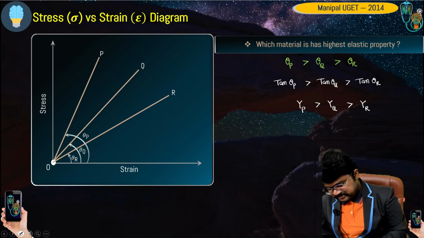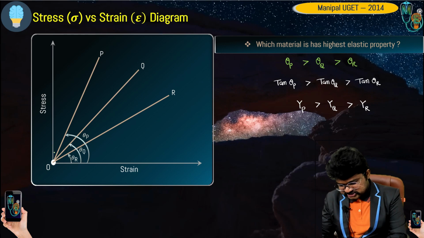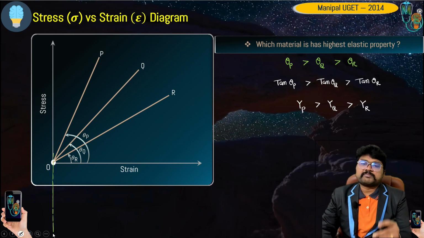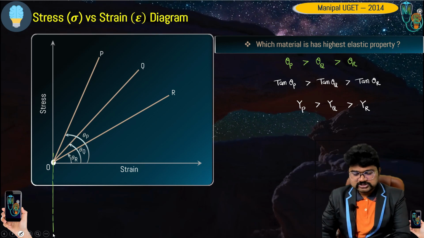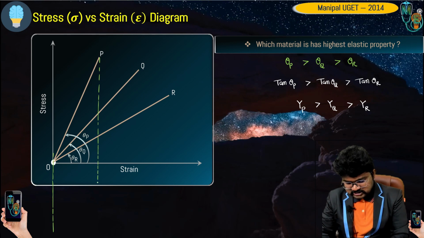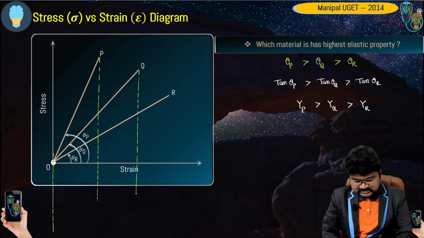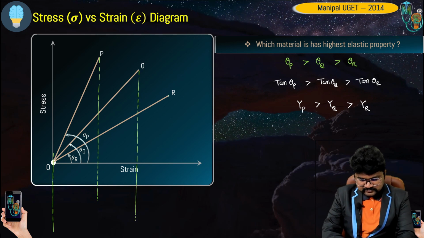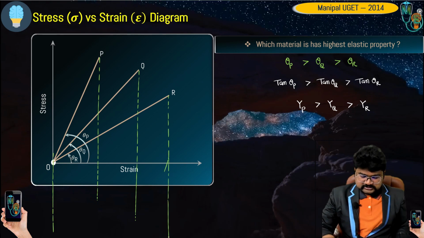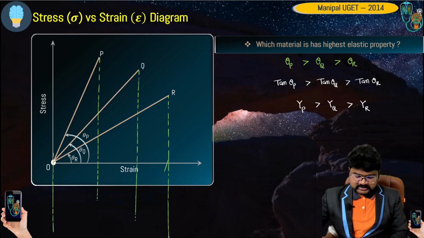Now see here, we can see the elastic deformation. All three are perfectly elastic materials because the slope is constant. So we can draw dotted lines up to here, and from here. So straight away you can say P has the maximum and R has the minimum elastic property.